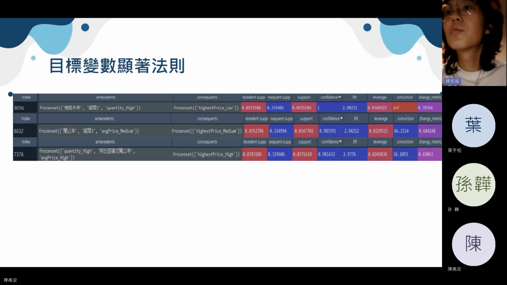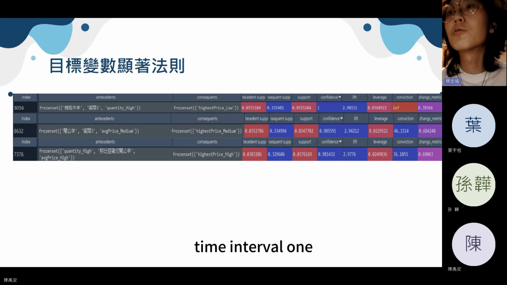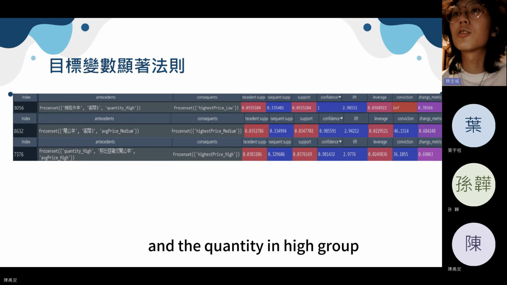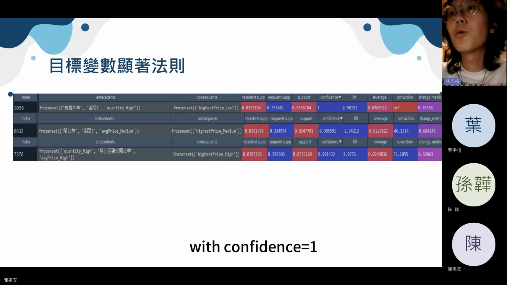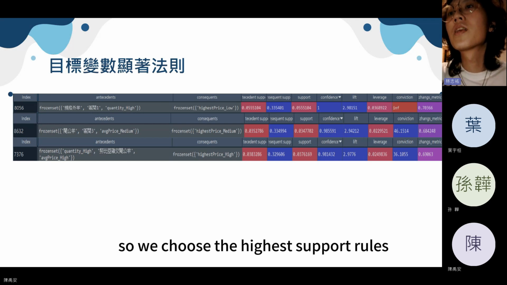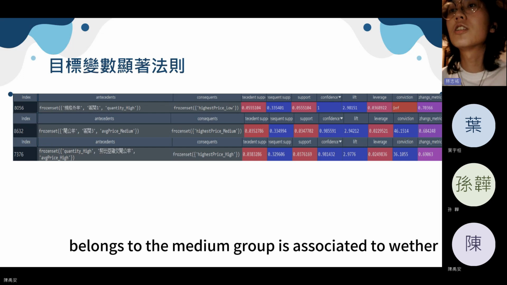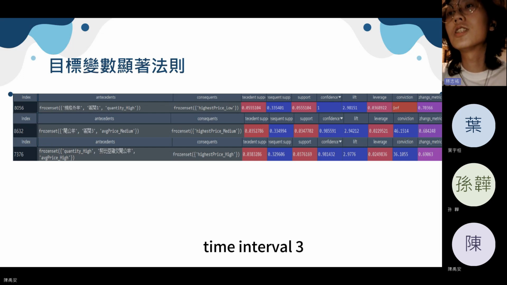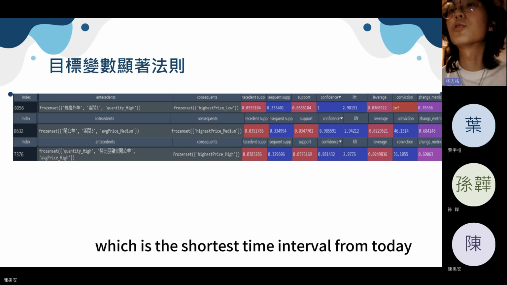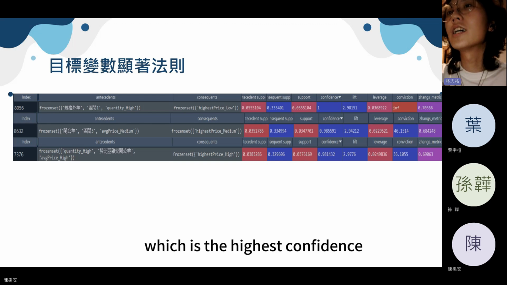First, the highest price which belongs to the low group is associated with the non-standard shift, time interval 1, which is the longest time interval from today, and the quantity in high group, with confidence equal to 1. We have lots of rules with the same confidence and lift, so we choose the highest of all rules. Second, the highest price belongs to the medium group, associated with time interval 3, which is the shortest time interval from today, and average price medium group, with confidence equal to 0.985591, which is the highest confidence.